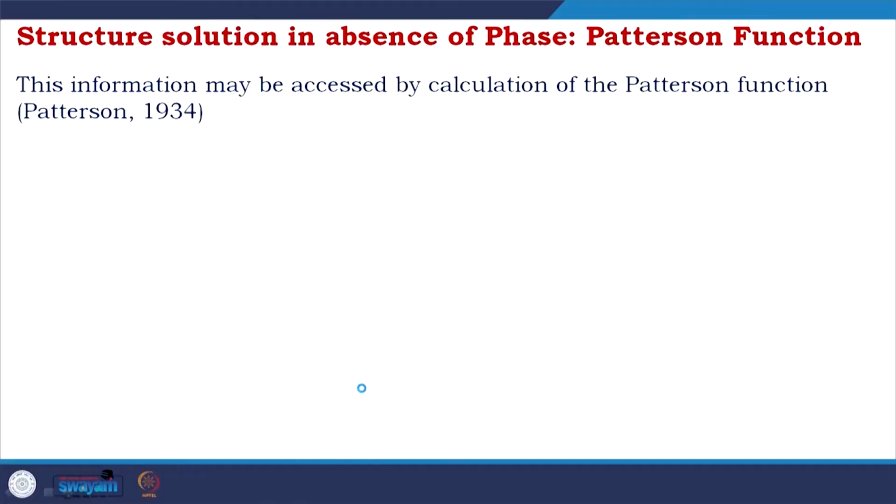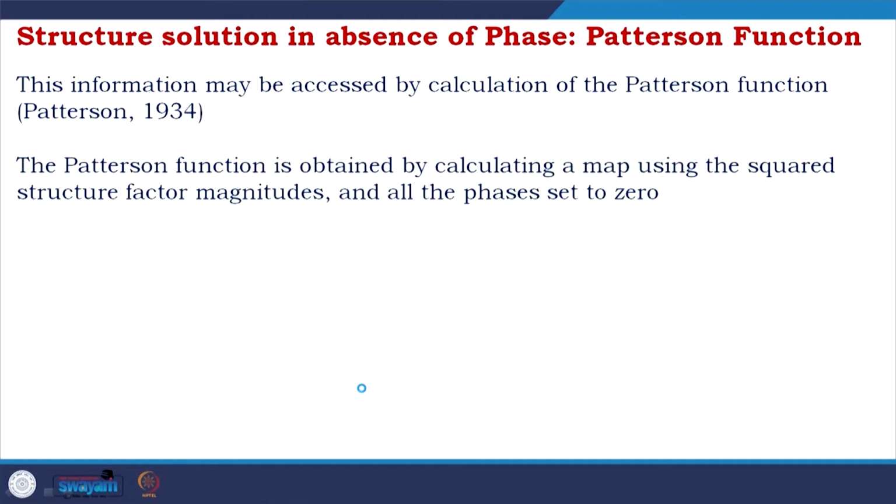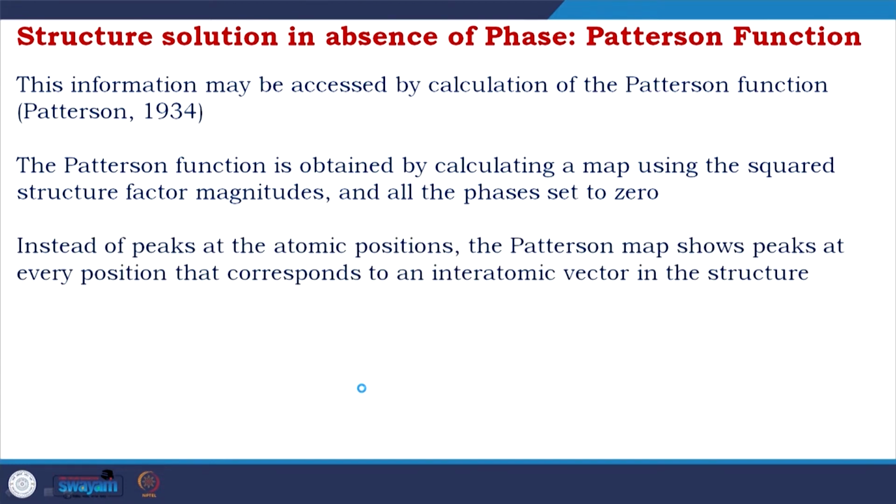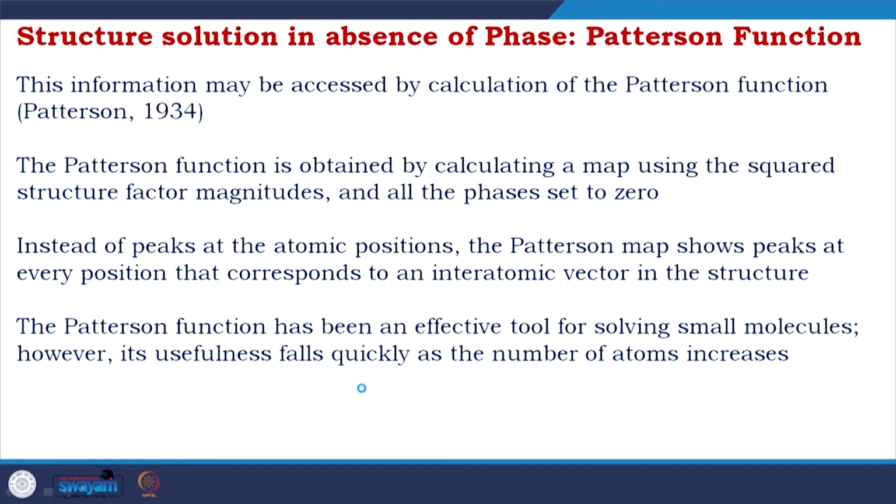This information may be accessed by calculation of the Patterson function. The Patterson function is obtained by calculating a map using the squared structure factor magnitude and all the phases set to 0. We will show the mathematics. Instead of peaks at the atomic position, the Patterson map shows peaks at every position that corresponds to an interatomic vector in the structure. The Patterson function has been an effective tool for solving small molecules. However, its usefulness falls quickly as the number of atoms increases. So, it is possible to calculate it without getting the information about the phase, but the more atoms, the more complexity, and the method becomes less effective.